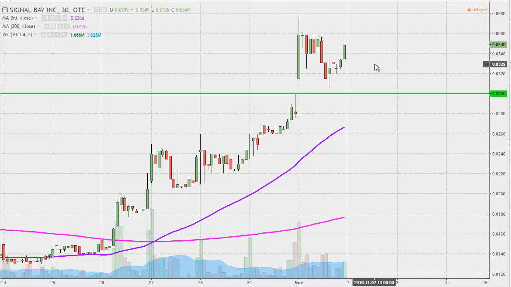Now, don't get me wrong. If the price falls below 3 cents, I'm not saying that everything's ruined or anything like that. But as far as what's going to make the chart look the best, definitely staying up above 3 cents.